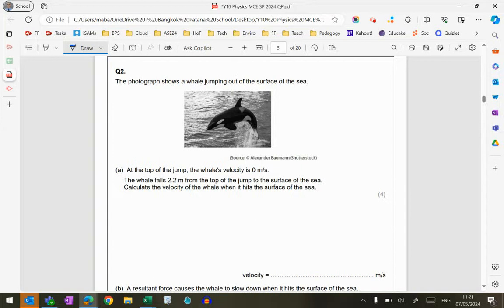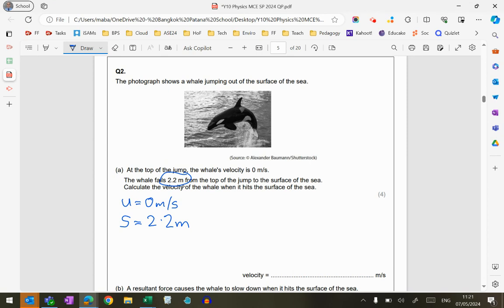Okay, question 2. Again, I'm going to use the same strategy that I used on the last question. I'm going to write down what the question tells me. At the top of the jump, the whale's velocity is 0 meters per second. Writing that in symbols, u is the initial velocity of the whale, and that's 0 meters per second. It tells me how far it falls, 2.2 meters, so that's the displacement, from the top of the jump to the surface of the sea.